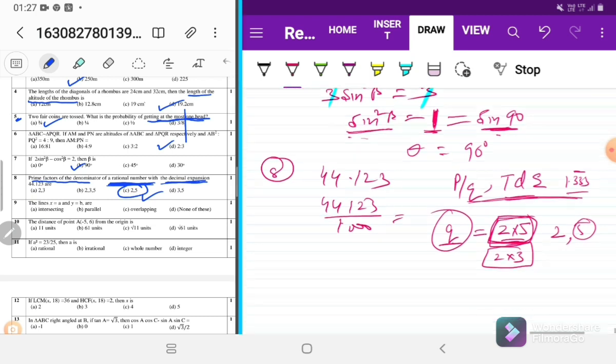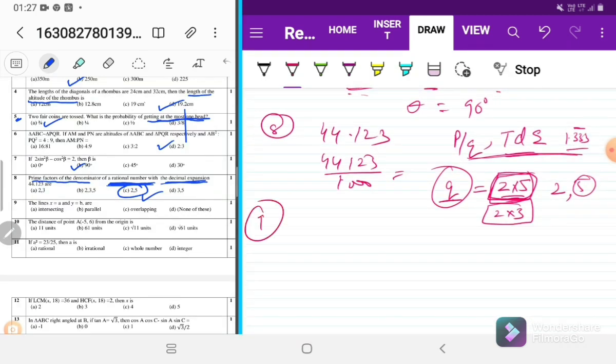Option C. Come to question number 9. Now there are two lines. The lines x equals a and y equals b are intersecting, parallel, overlapping, or none of these. So children, there are two lines, and out of these four, one option will be correct.